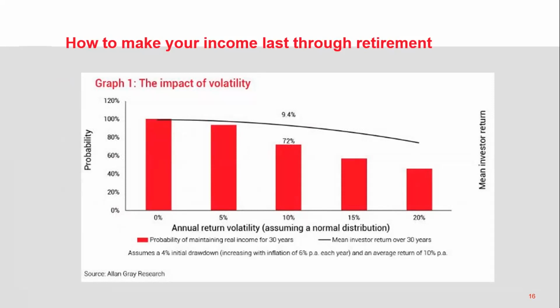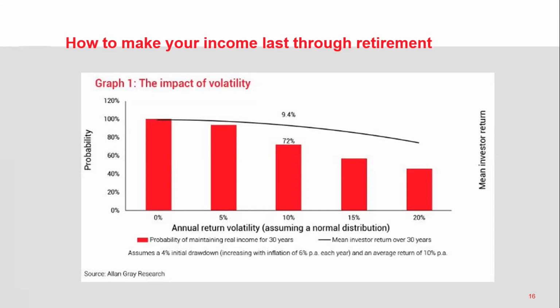So the graph shows that, taking this volatility, there's only a 72% probability of real income being maintained over a 30-year period. And this shows that even if a portfolio can achieve the required level of return over time, once volatility and drawdowns have been accounted for, you may not get the level of return that you need to be able to sustain your income during the time.